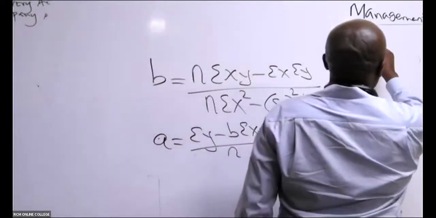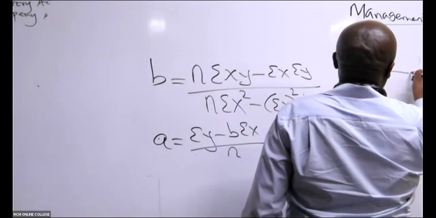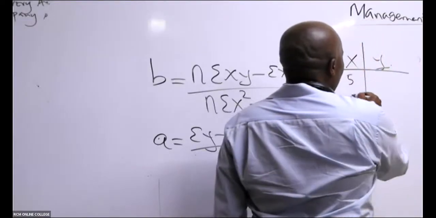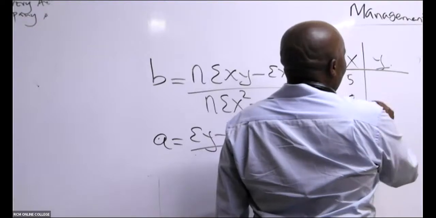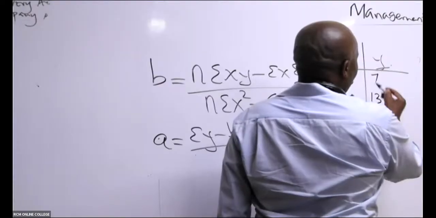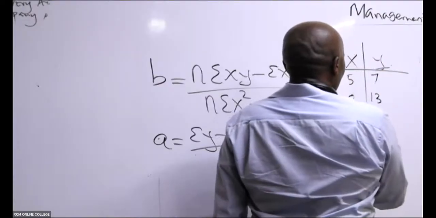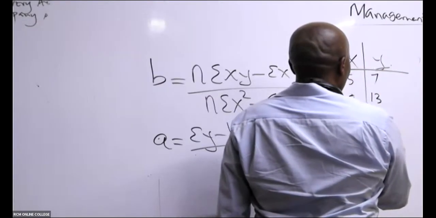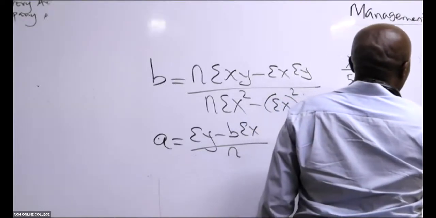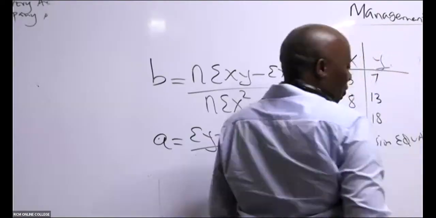Before we look at our past paper, I will give you a small illustration. So we have here x and y. x in this case is 5, 8, 11, and y is 7, 13, 18. And then we are told to give a regression equation.